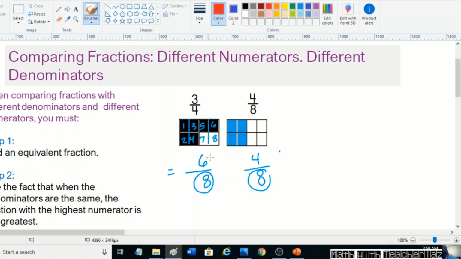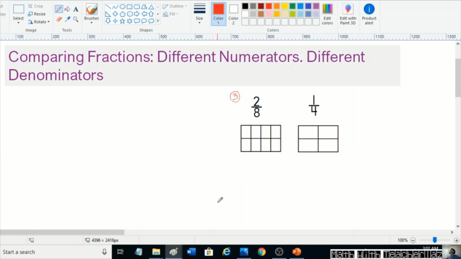Now we need to compare numerators, and remember when the denominators are the same, the fraction with the highest numerator is the greatest. So this one's the greatest. So that means that 6/8 is greater than 4/8. So that means that 3/4 is greater than 4/8, because 3/4 is the same as 6/8. Okay, I hope you got that correct. It should be pretty simple to you. Let's go ahead and do the next one.